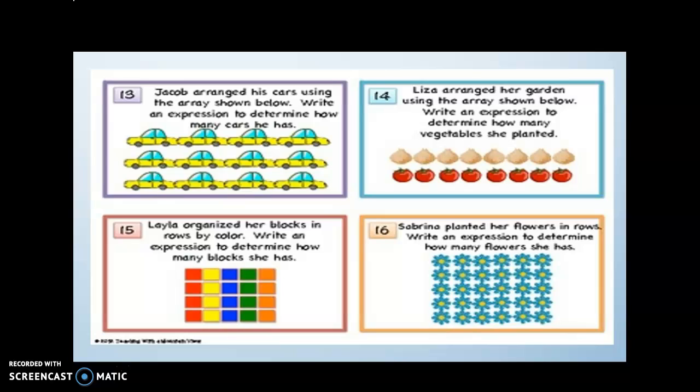As this assignment shows, we can use columns and rows. They will help us determine what the expressions are for multiplication problems.